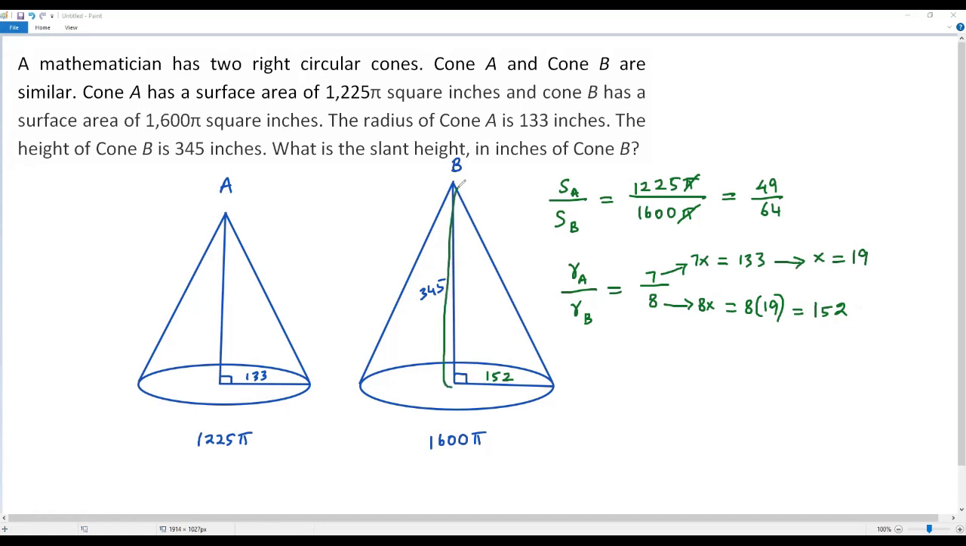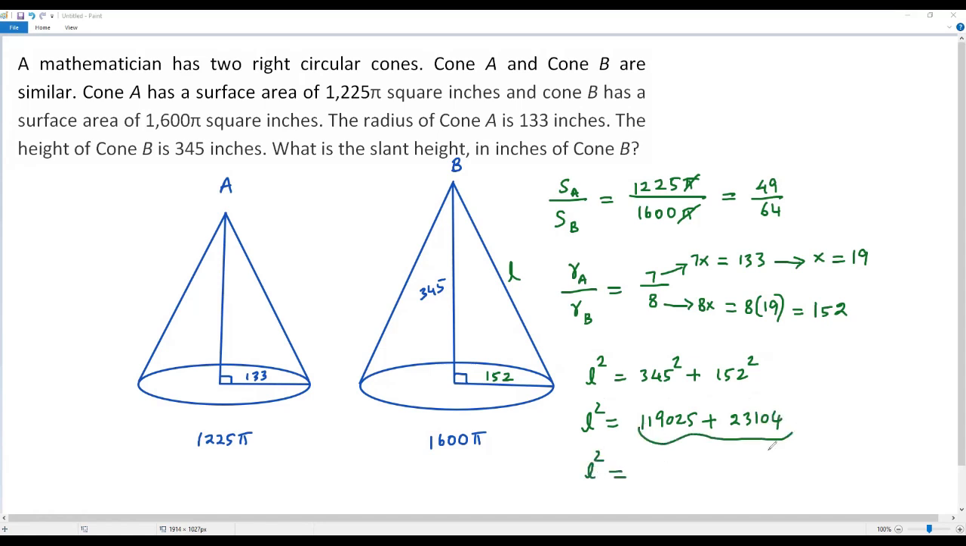Now in this right triangle, let's use the Pythagorean theorem. Let me assume L as the length of the slant height over here. This is the hypotenuse because it is opposite to the right angle. According to the Pythagorean theorem, the square of the hypotenuse equals the sum of the squares of the other two legs. That is 345 squared plus 152 squared. L squared equals the value of 345 squared, which is 119,025, plus the value of 152 squared, which is 23,104. Then L squared equals, when I add these two values, 142,129.